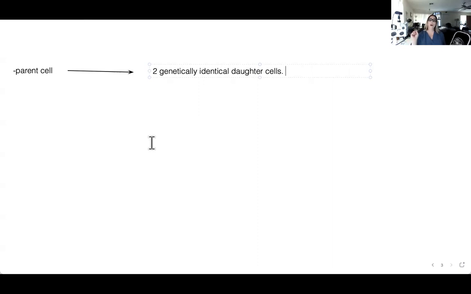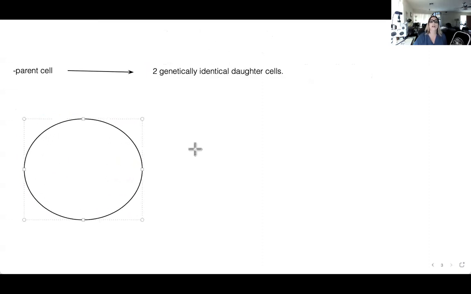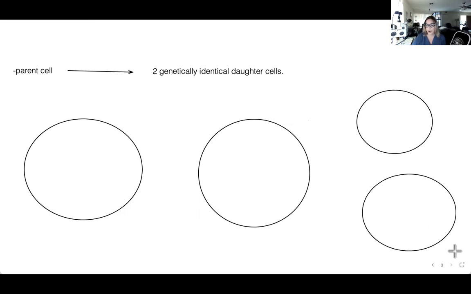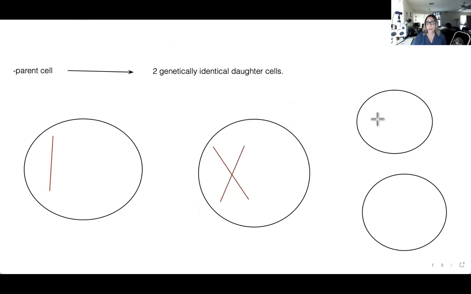So one parent cell, two genetically identical daughter cells. I'm going to draw a picture here to try to show you how this works. So here is my original parent cell. That's my original parent cell. I'm going to draw my cells and then I will fill in stuff. Now, these cells are actually all the same size. I'm just running out of room. I'm going to explain this after I fill in my chromosomes here.